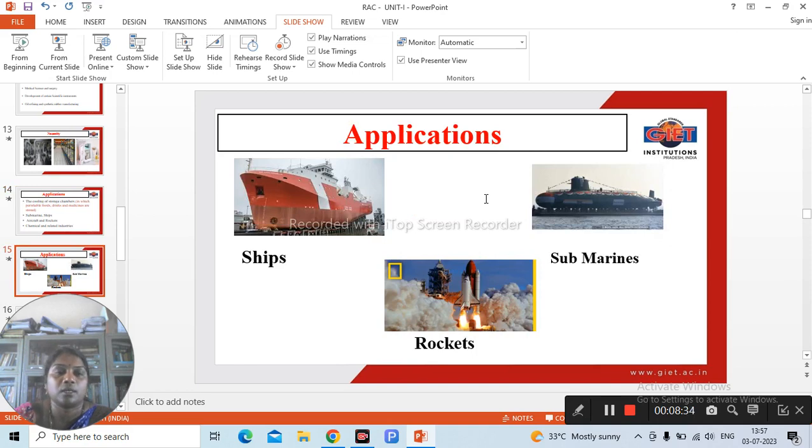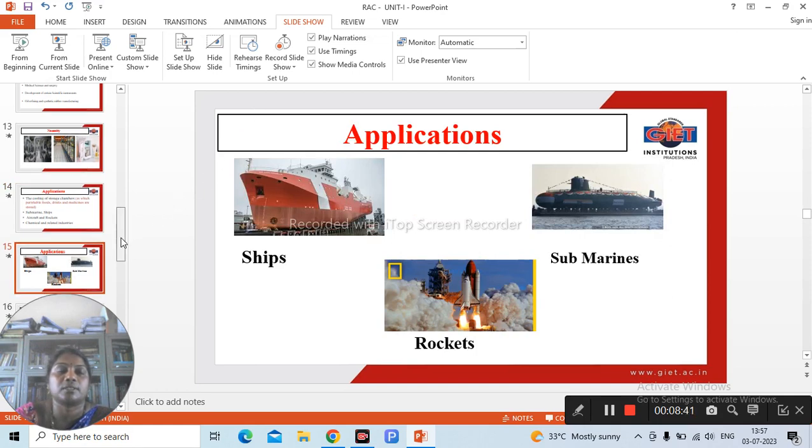So see the pictorial view. The first one is the ship. The second one is the submarine. The third one is the rocket system.